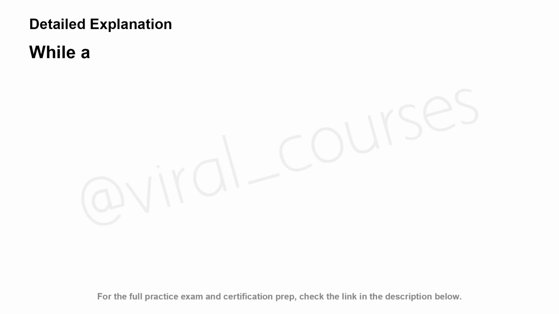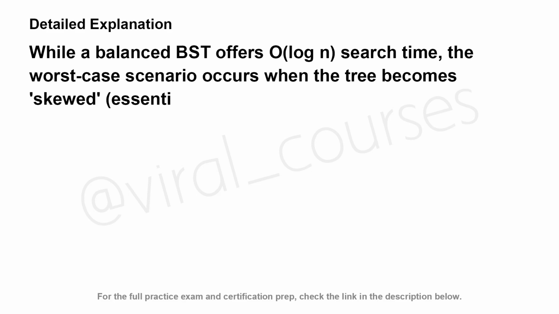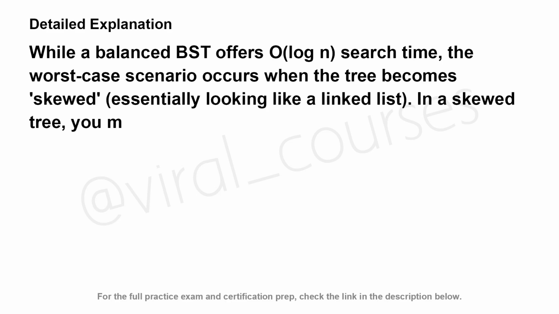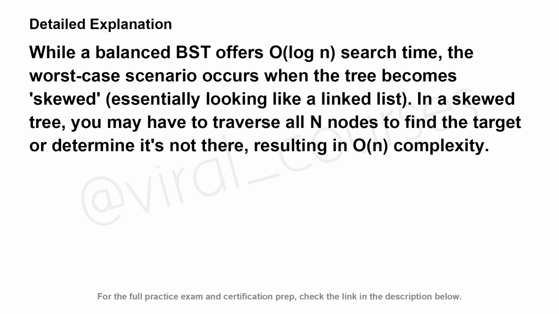While a balanced BST offers O(log n) search time, the worst-case scenario occurs when the tree becomes skewed, essentially looking like a linked list. In a skewed tree, you may have to traverse all n nodes to find the target or determine it's not there, resulting in O(n) complexity.